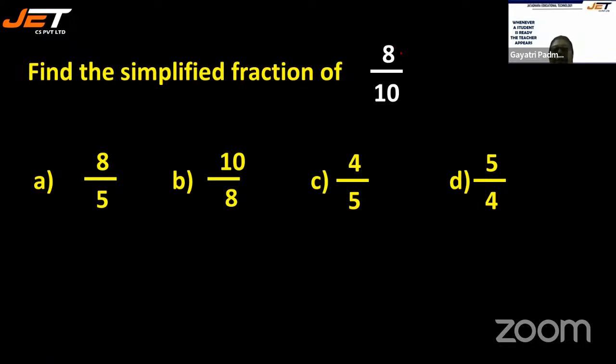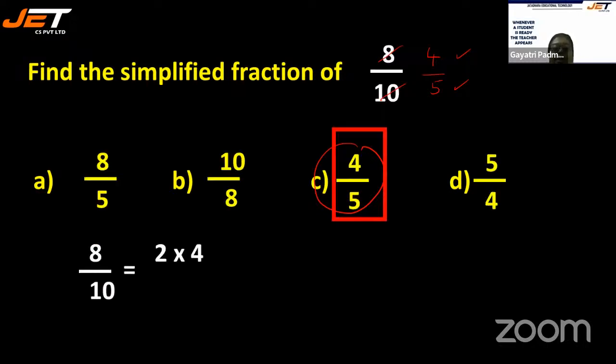If you see here, 8 can be divided by 2: 2 fours are 8, 2 fives are 10. Now further, we cannot bring 4 and 5 down because both numbers will not go into any other number. For example, if 4 goes in 2, then 5 will not go in 2. So we have to stop with this. Therefore, your answer must be 4/5. Now see the next question. The explanation is given here.